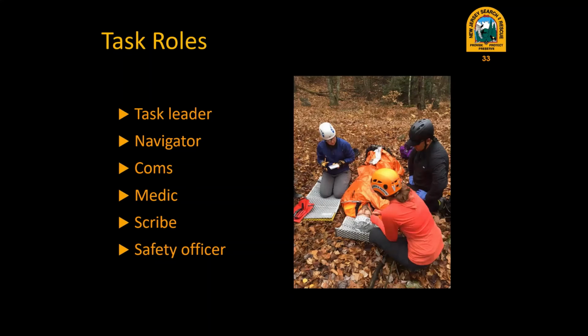And then you have a safety officer. Safety officer shouldn't be involved in anything else. They should be watching over everything going on and making sure that the conditions are safe for what you're doing and that everyone is behaving in a safe manner. Oftentimes, the task leader will also be comms and the safety officer. The other roles are usually separate people.